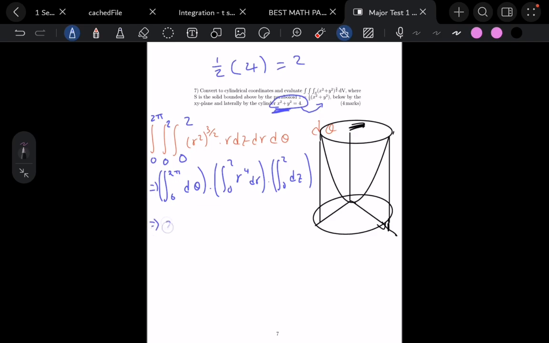The answer here, I'm going to get 2 pi times the integral of r to the 4 between 0 and 2. If you integrate that, I'm going to have 32 over 5. So it's going to be 32 over 5 times 2. So 4 times 32, what do you get? Times 4, it's 128 over 5, so 128 over 5 pi. That is the final answer.